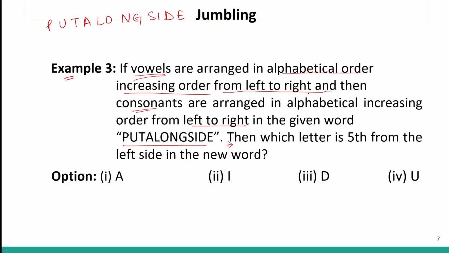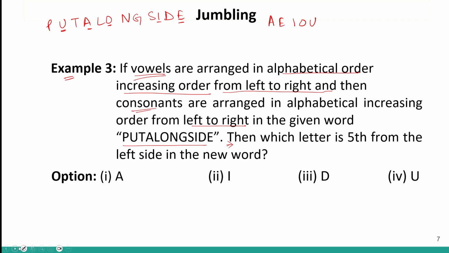First, we have to arrange the vowels. So, the vowels are U, A, O, I, and E. These are the vowels. So, if I arrange the vowels, it will be E, I, O, and U. These will be the vowels. Then we have to arrange the consonants. So, the remaining are the consonants.